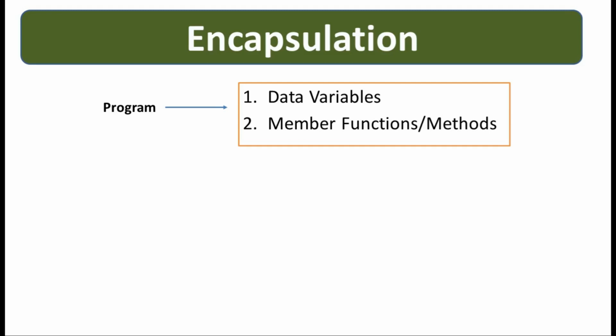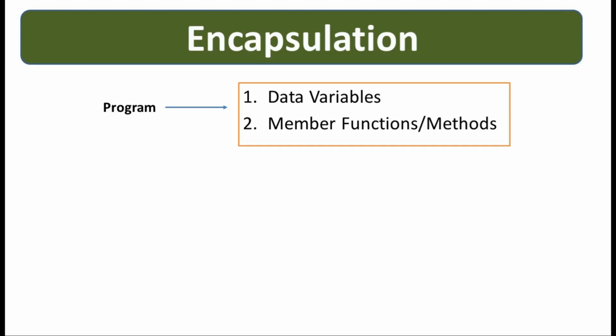Now, the important point is, which one is good one? The good one is to combine data variables and member functions. By combining data variables and member functions together, wrapping them together, that will allow us to do very nice programs, very good programs, and we can achieve reusability and many features. We can achieve this thing using a feature called as encapsulation.